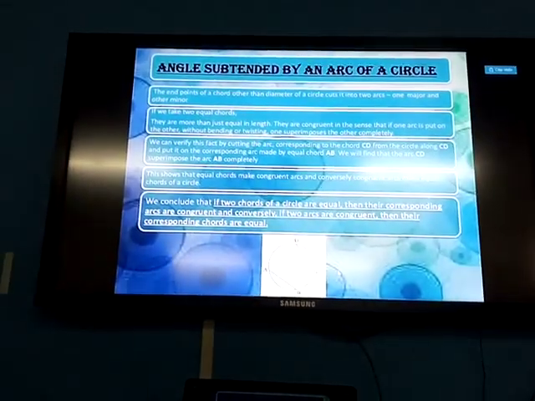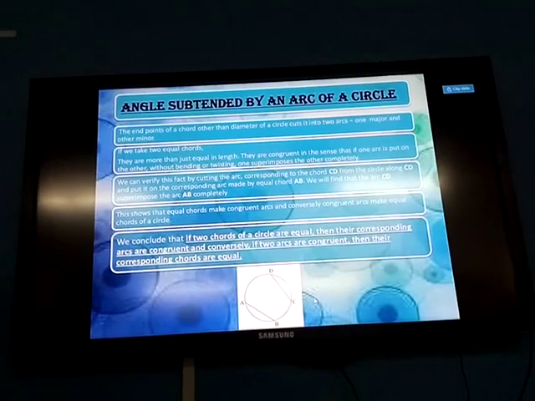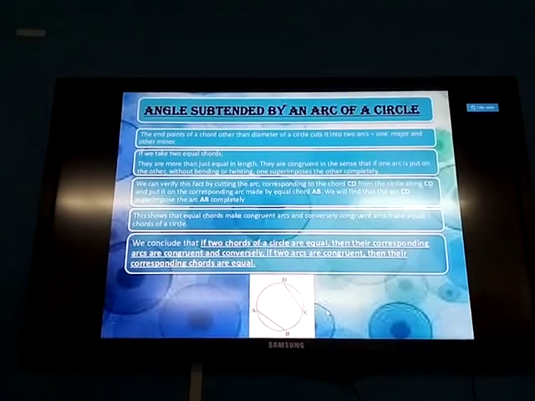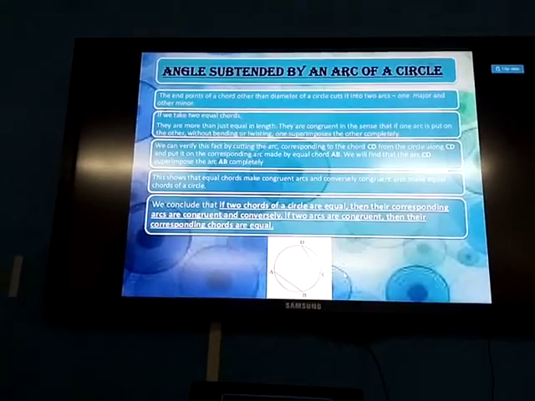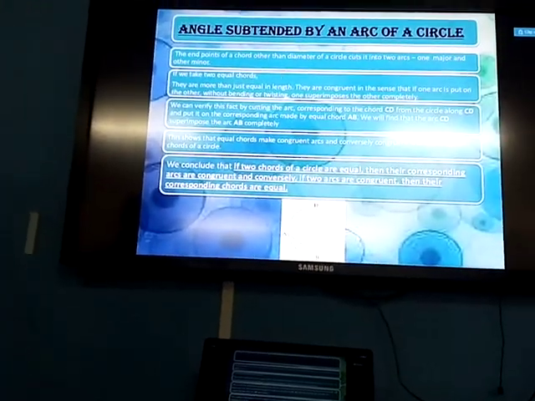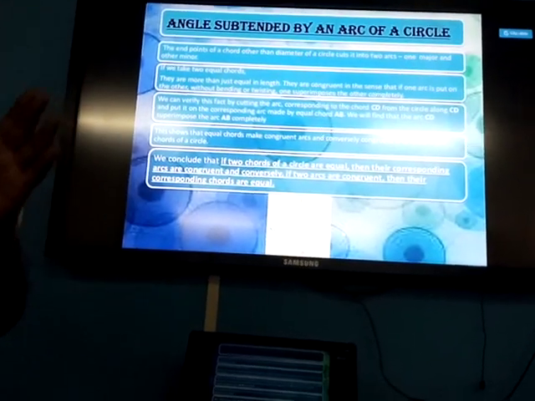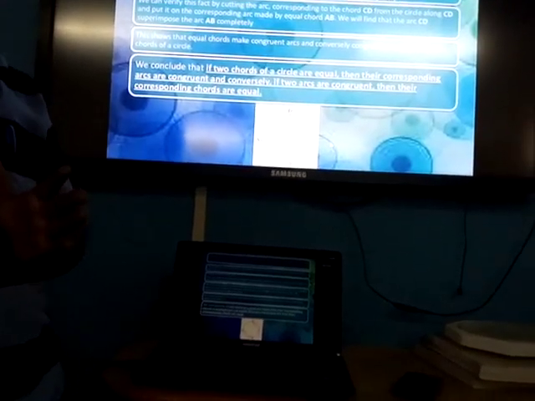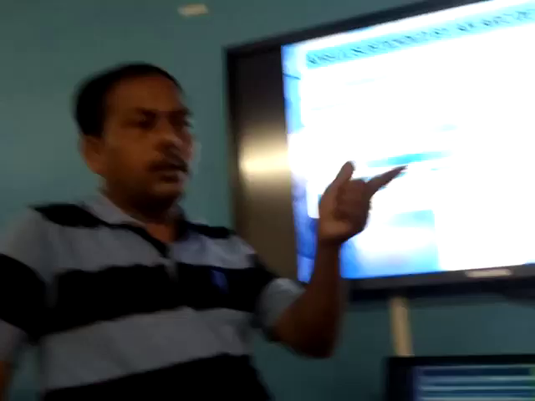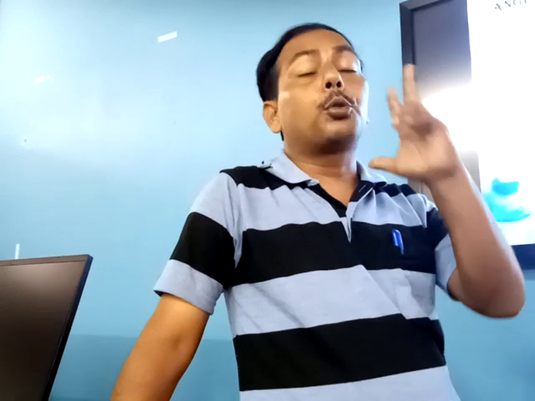Angles subtended by an arc of a circle. The end points of a chord other than a diameter of a circle cut it into two arcs, one major and the other minor. I have discussed before that a chord divides a circle into two parts. When we are discussing the boundary of the circle, there will be two arcs: one is the minor arc, the second is the major arc. When we are discussing parts of the circular region, there will be two sectors, the minor sector and the major sector.